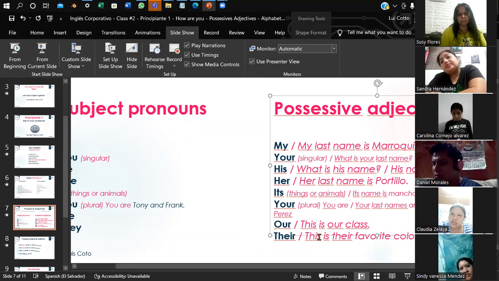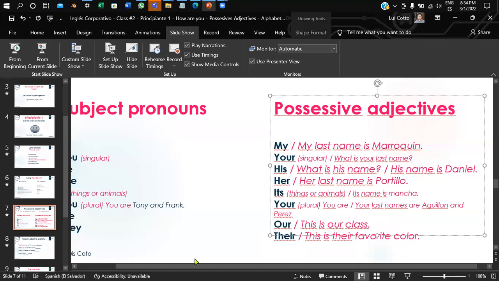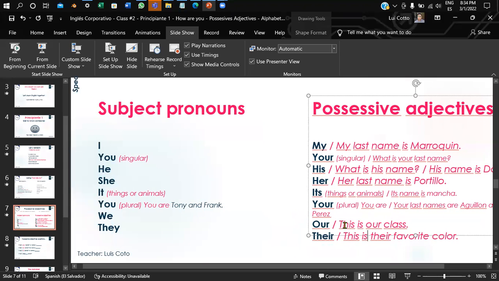This, ¿cuál es el color favorito de ellos? This is, este es. Mío. ¿Qué significa? Este es. El color favorito de. Favorito de ellos. De ellos, yes. Their. Ok, their. Yes. Their. Ok. Those are the possessive adjectives.